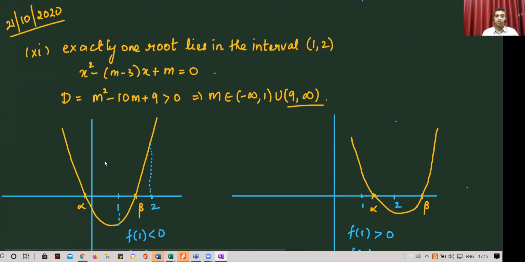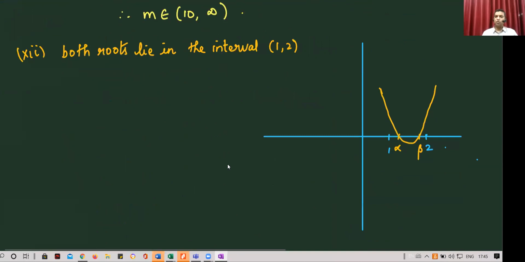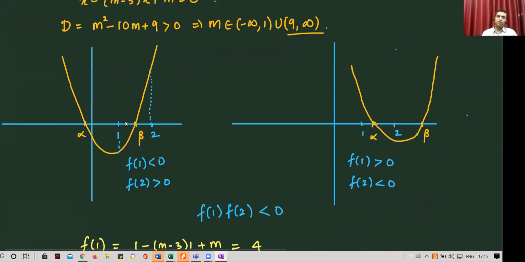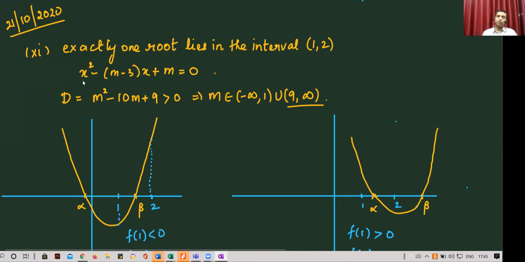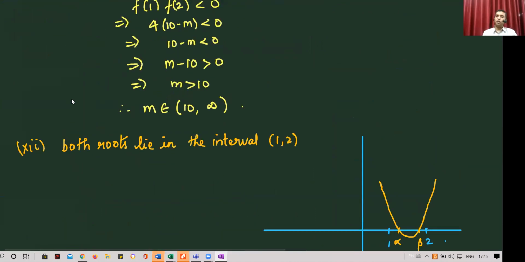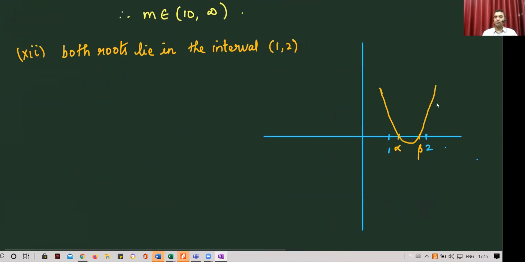Pardon? It can be positive or negative. No, the function at 1 will only be positive because the coefficient of x square is 1, which is positive. So parabola will only open upwards. It will cut at 2 points which lie between 1 and 2. So f of 1 and f of 2 both will be positive.